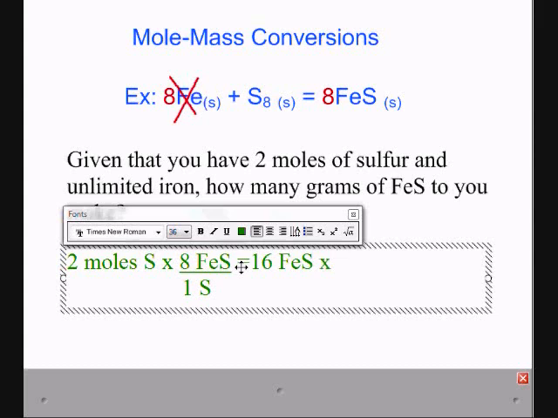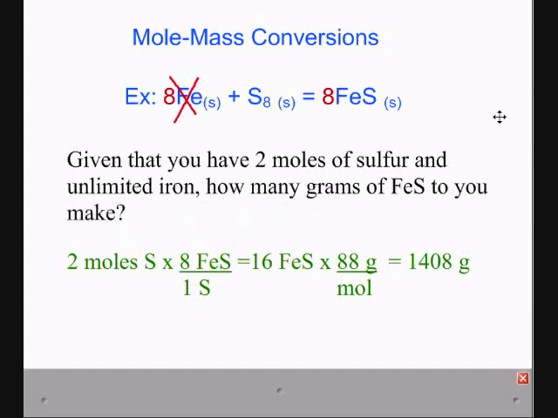And remember, the way you convert moles to grams, mass, is by multiplying by the molar mass. You can do the calculation. I think most of you know how to figure out the molar mass of iron sulfide. It comes out to be 88 grams per mole. Let's put that in here so we don't get confused. So if we multiply by 88, 16 moles times 88 grams per mole is 1,408 grams. That's a lot of product, right?